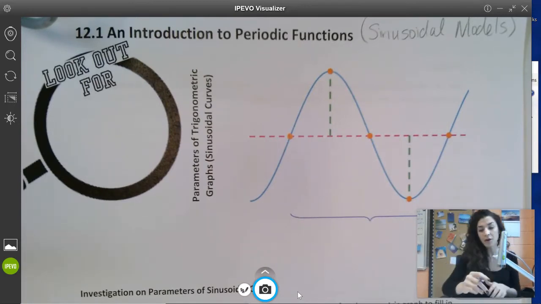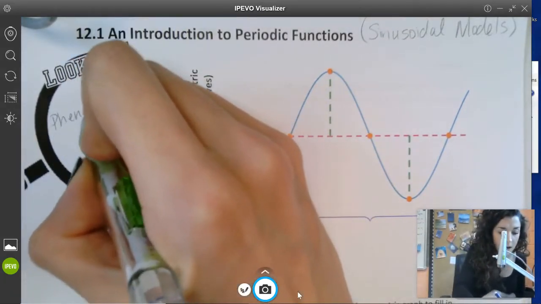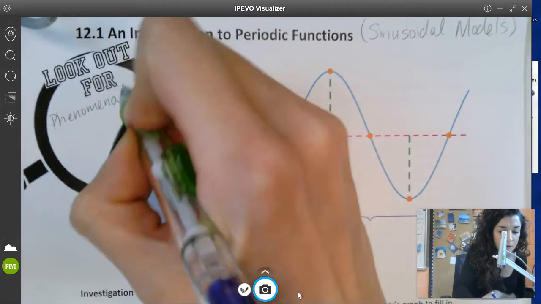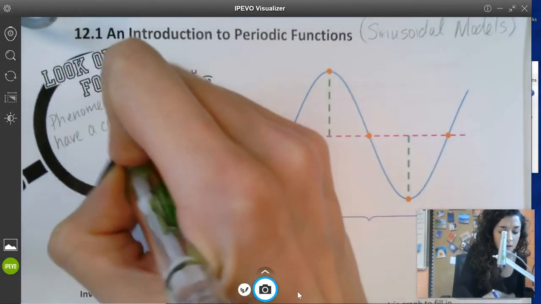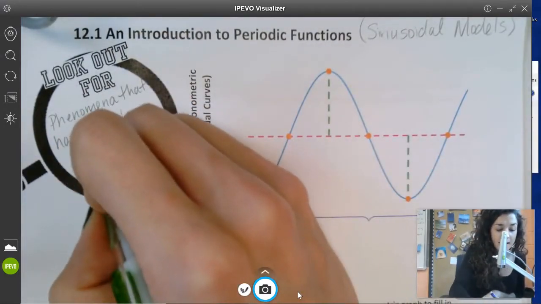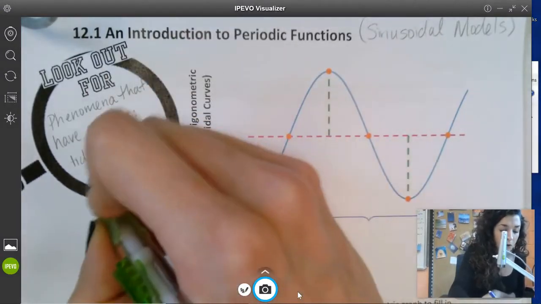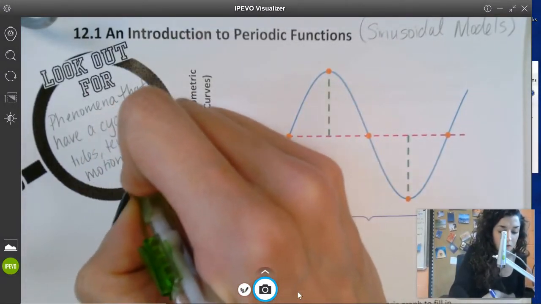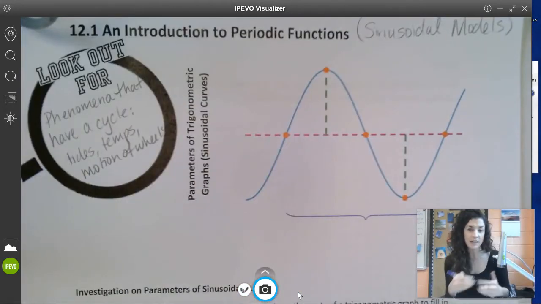Things to look out for are phenomena that have a cycle. So phenomena that have a cycle: tides, temperatures, motion of wheels, or any of the other things that I mentioned earlier.